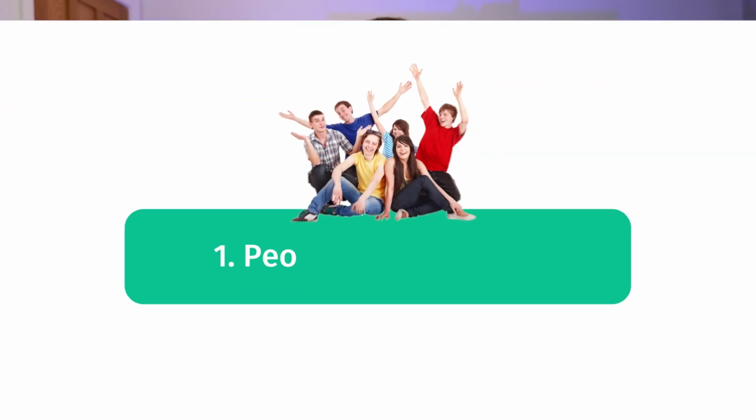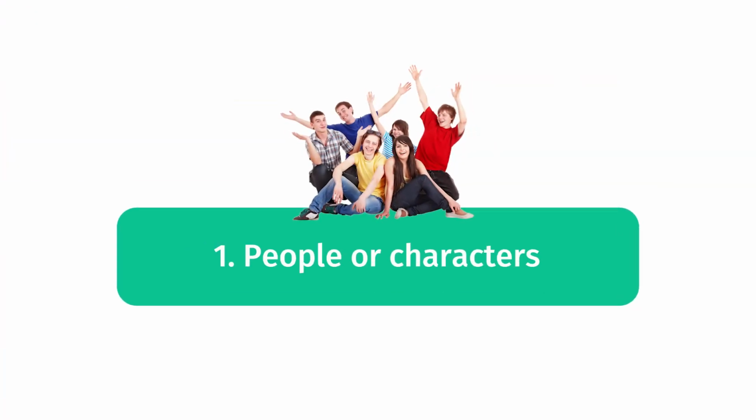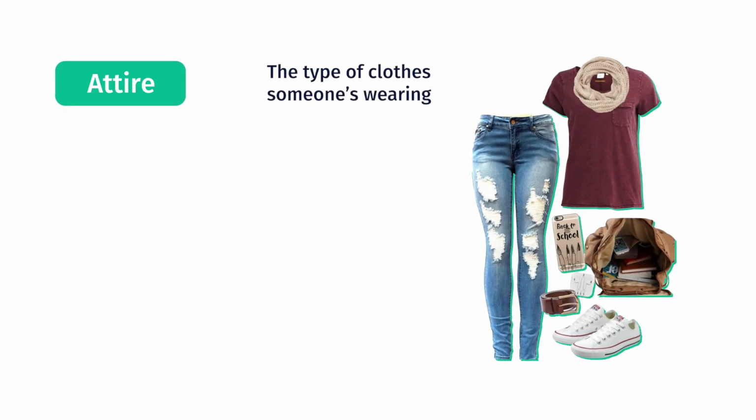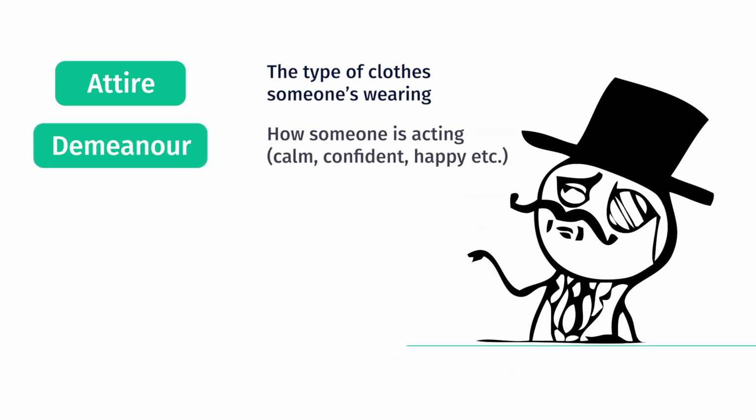The first thing we're going to talk about is the people that you can see in the photo. So let's look at our vocabulary list here. The first one is attire. So that is a higher level word for the clothes that they're wearing. Then the second one is demeanor. Someone's demeanor is the way that they are behaving, how they look. Do they look in a good mood? Do they look sad? That's their demeanor.